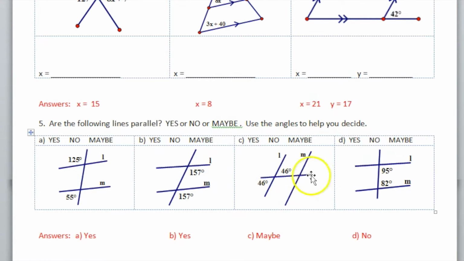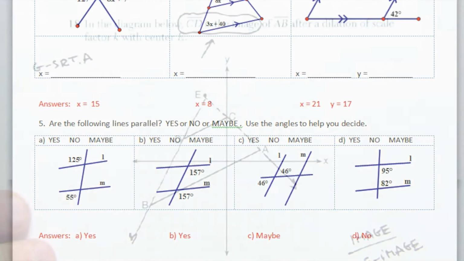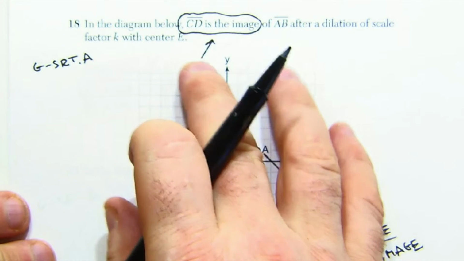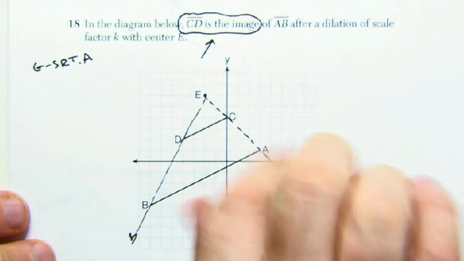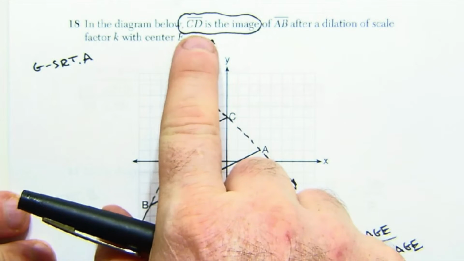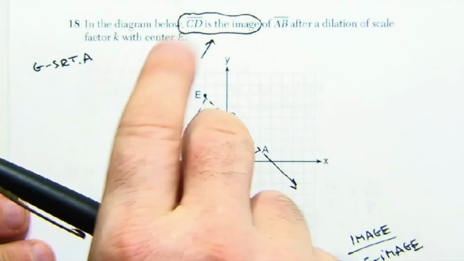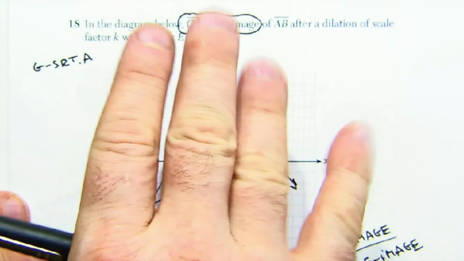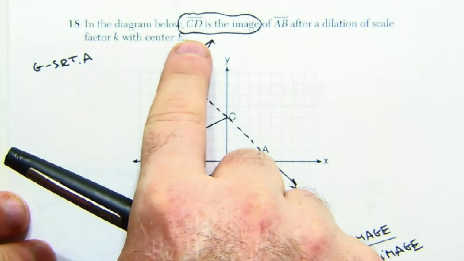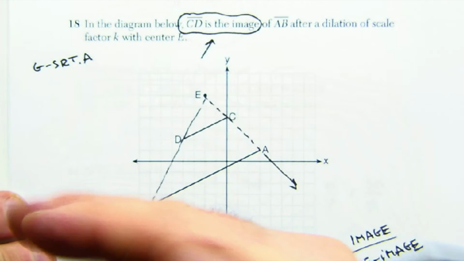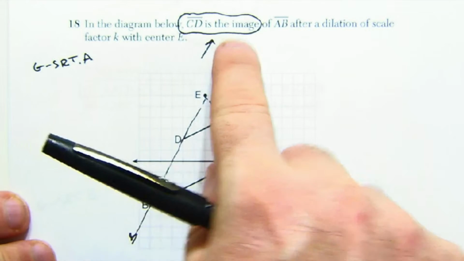So again, the converse idea being established there. Lots of support for this kind of idea. Question 18 talks about a dilation, and the wording is a little tricky. It says CD is the image of AB. It might be written a little backwards. Students would assume the first thing written is the pre-image, but it says CD is the image.